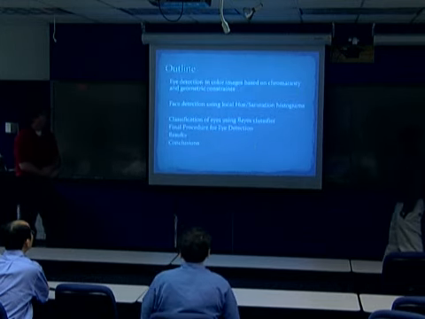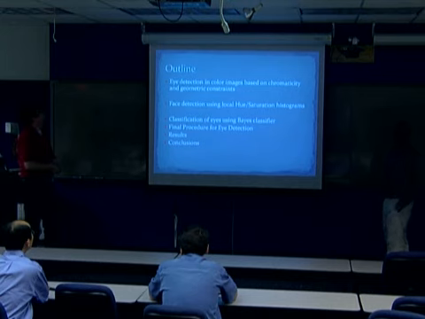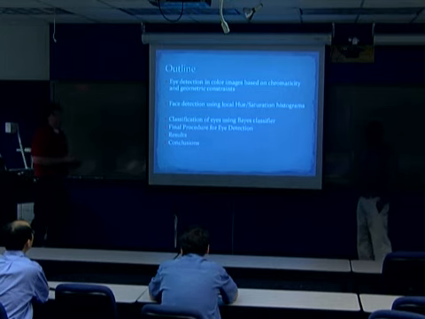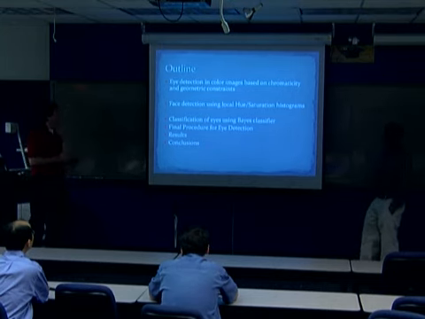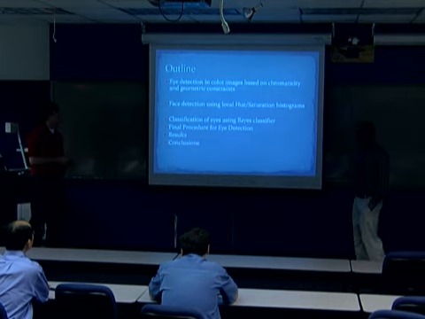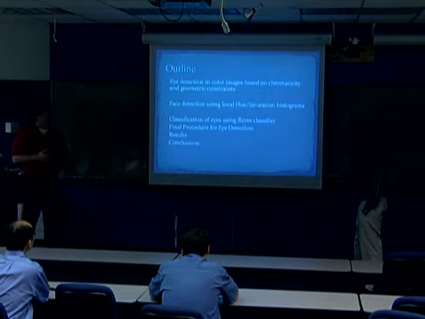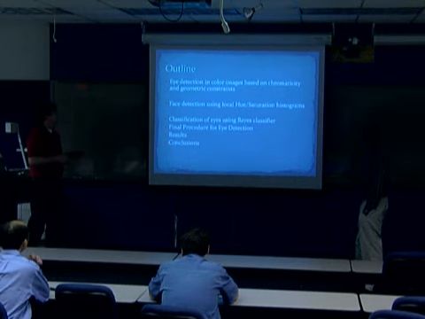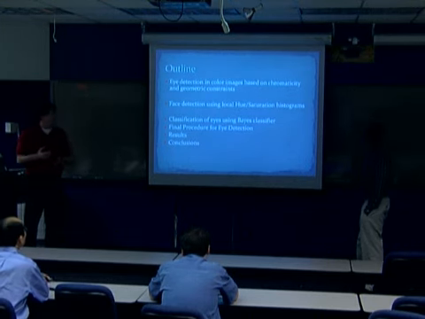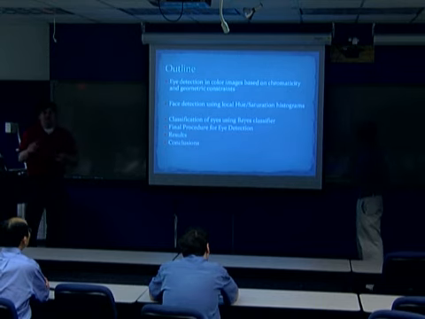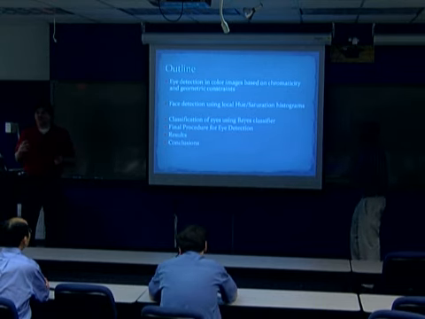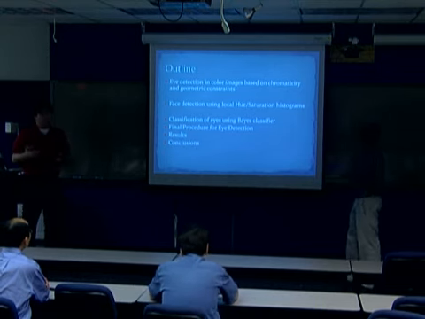All right, a little overview of this presentation. We're going to talk about eye detection in color images based on chromaticity and geometric constraints. We'll talk about face detection using local hue and saturation histograms. And we'll talk about classification of eyes using a Bayes classifier, as well as the final procedure for the entire eye detection and face detection, as well as some results and conclusions.